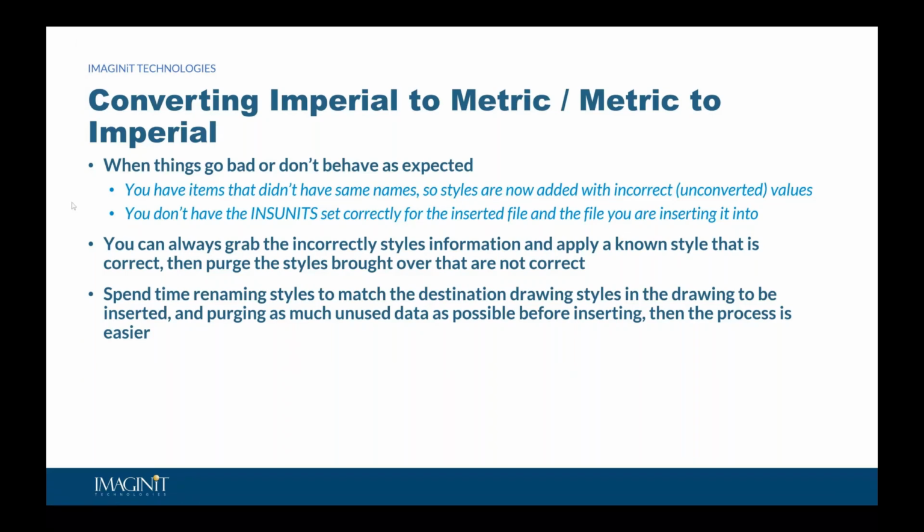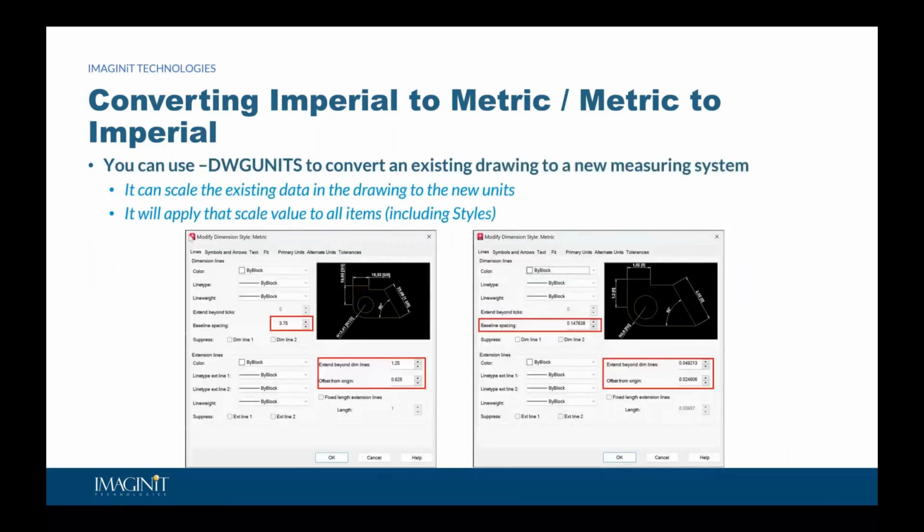Now, here's another one. You can use the -DWGUNITS command to convert an existing drawing to a new measurement system. So it can scale the existing data in the drawing to the new units. It will apply that scale value to all the items in that drawing before bringing it in.